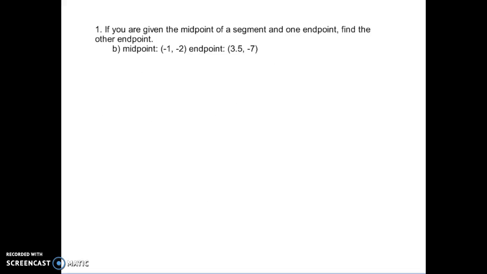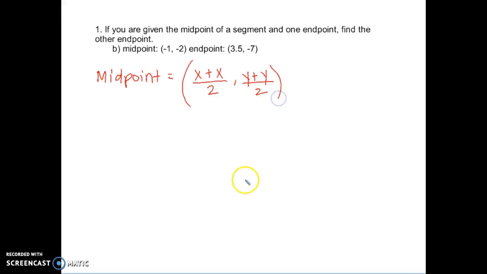For the first one, we're given the midpoint and one endpoint of a segment, and we want to find the other endpoint. So remember, your midpoint formula is that the midpoint equals the average of your x's, you add them together and divide by 2, and then you add your y's together and divide by 2. In this case, it's a little different because instead of plugging in both of these points, the midpoint is given to us.